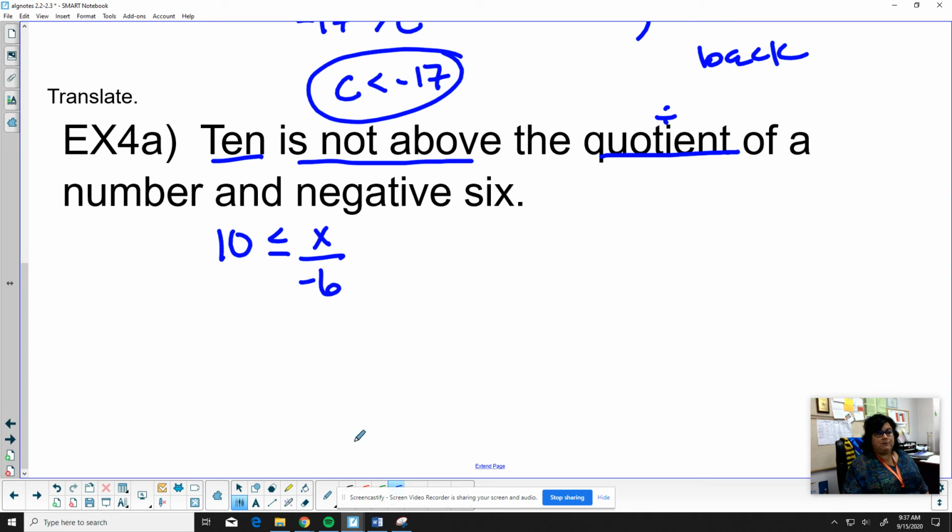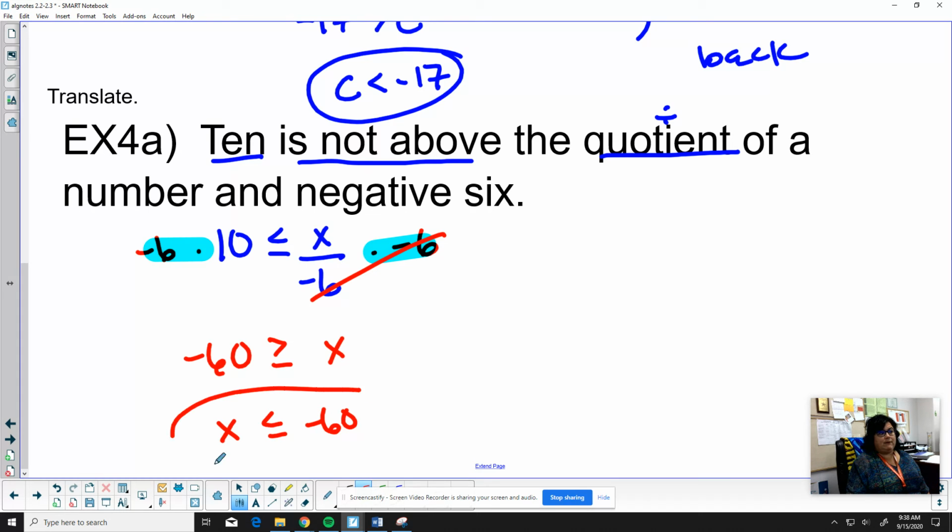This would be a double flip though, if I solved it, because I would multiply by -6. I would flip because I multiplied by a negative on both sides. So it becomes greater than or equal to. Those cancel. And then I have to flip again because x is in the back and it needs to be in the front. So this is my final answer. It needs to be flipped twice. Once because we multiplied by a negative, and second because x was in the wrong place.